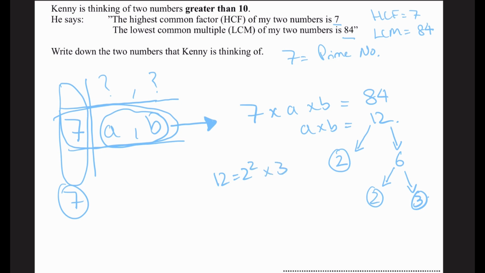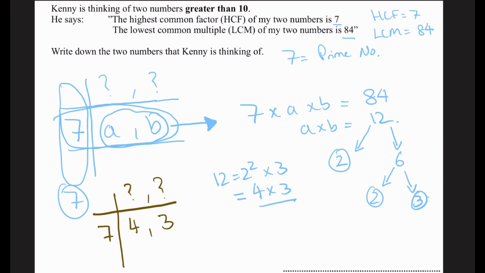So we know it has two 2's and a 3. So this can also be written as 4 times 3. So now instead of writing A and B, what we can write is 4 and 3. So we'll do that again. And we still don't know what the numbers at the top here are. What we do know now is it doesn't matter which letter you assign each number to. So I'm just going to make A 4 and make B 3.